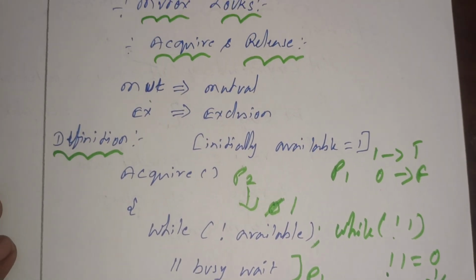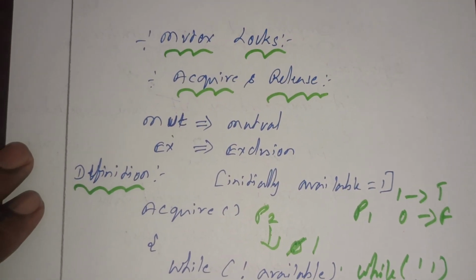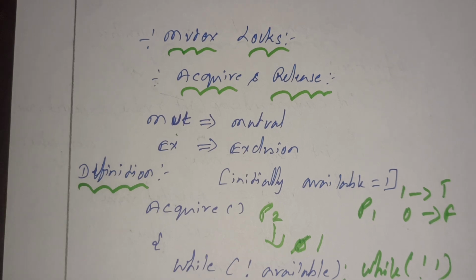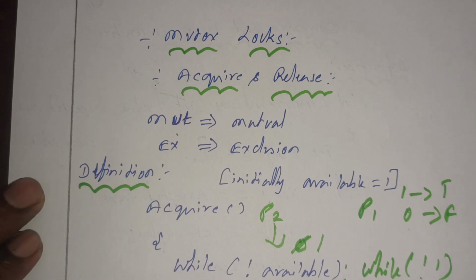This is one of the best and direct solutions for any critical section problem. That is, Mutex can give a best solution by using this available initial value, acquire and release technique.